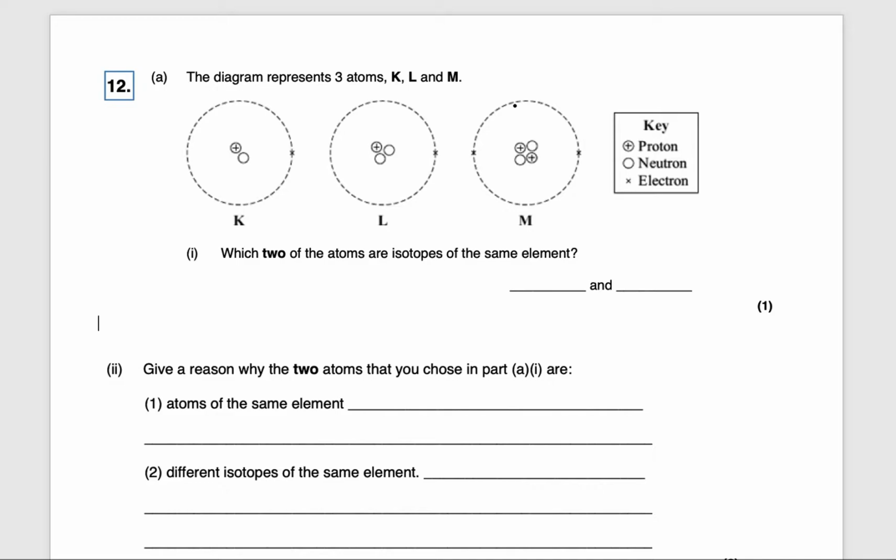Okay, so if we have a look now, K and L contain the same number of protons, the same number of electrons, but different number of neutrons. So the isotopes are going to be K and L. That would get you 1 mark.